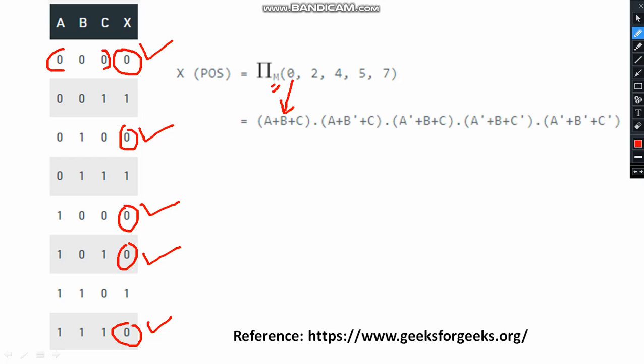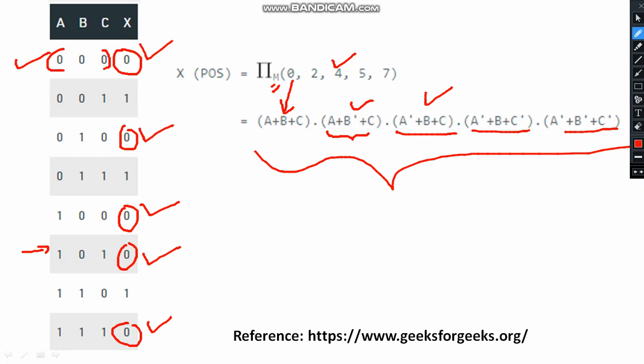A B C. Next, the second point, A B bar C, then the fourth one, this is the fourth point, A bar B C, then the fifth point you can see A bar or A dash plus B plus C dash. Now you can see the last term, A bar B plus B bar plus C bar.